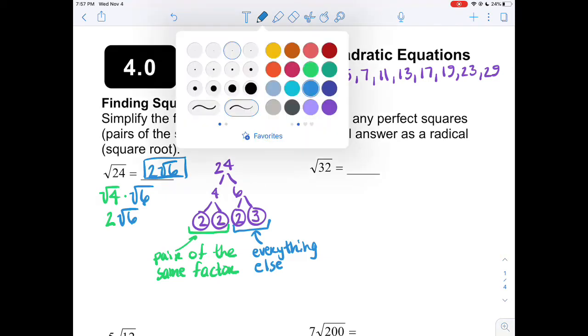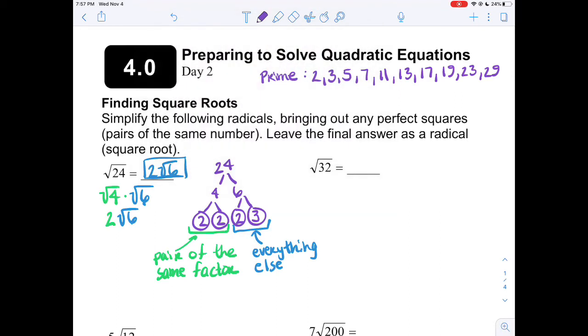Let's look at 32. So I can start out and think of 2 things that multiply together to be 32. I've got several possibilities. I could do 2 times 16. I could do 4 times 8. I'm just going to go with 4 times 8. Now, 4, not a prime number because it can break into 2 and 2, which are prime numbers, so I'm going to circle those. 8 can break into 2 and 4. 2 is prime, so I'm going to circle it. I'm done there. 4 breaks into 2 and 2.